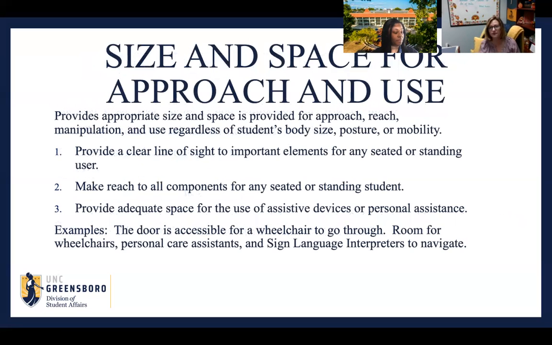Our last one is size and space for approach and use. This provides appropriate size and space for approach, reach, and manipulation in the use regardless of the student's body size, posture, or mobility. Provide a clear line of sight in order to see important elements for anyone seated or standing. So wherever you stand, you make sure everyone has a good line of sight.